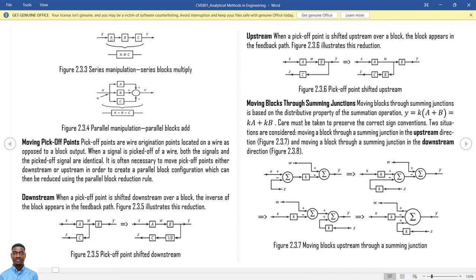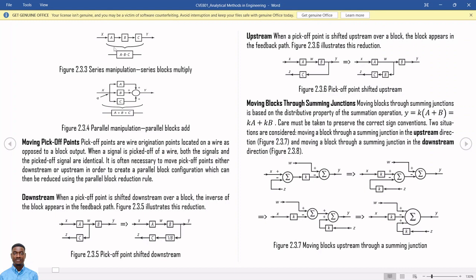This makes this block a series arrangement. Based on that, instead of using these three separate blocks, we can have a single block whereby we have the product of A, B, and C in that single block. This is a way by which we reduce a series connection of blocks.